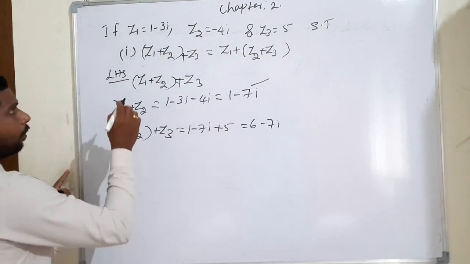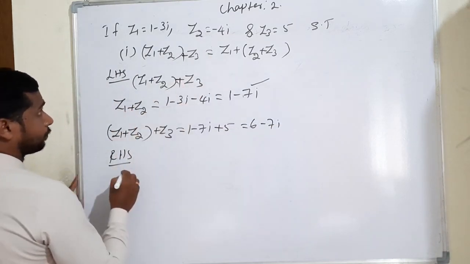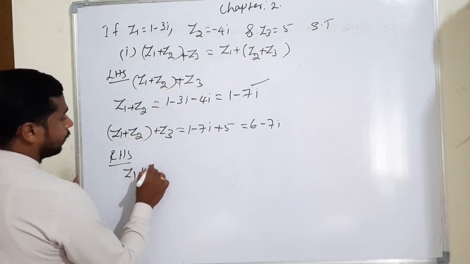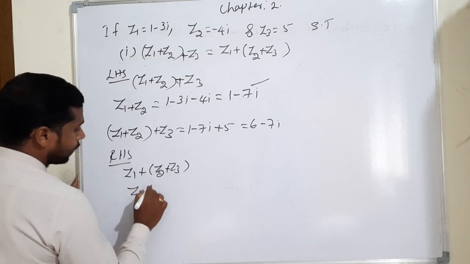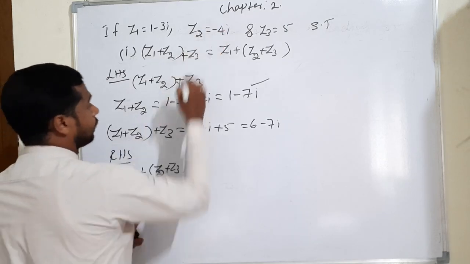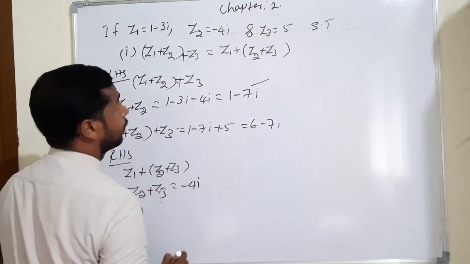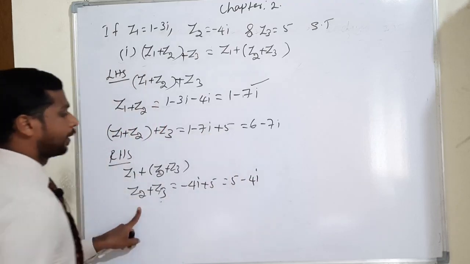This is LHS. I am moving to RHS. What is the term? z1 plus z2 plus z3. z2 plus z3 means z2 is minus 4i, then z3 is 5. So we can now write 5 minus 4i.